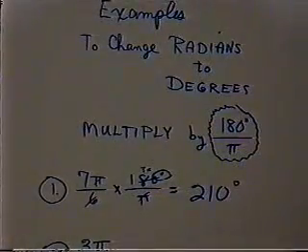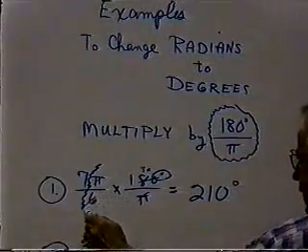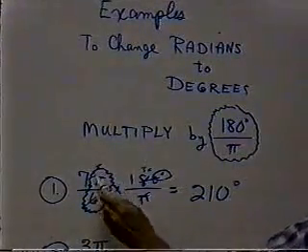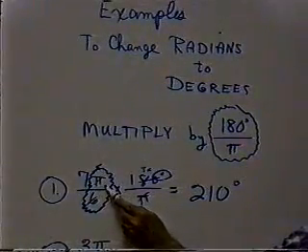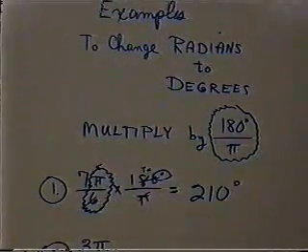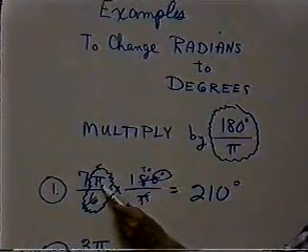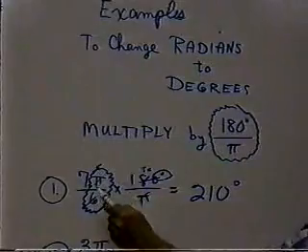Now another reasoning process is this right here. What is pi over 6? What is 180 degrees divided by 6? It's 30 degrees, times 7 is 210. So if you just reason, anytime you see pi, then that's 180 degrees. And then just go work it out.